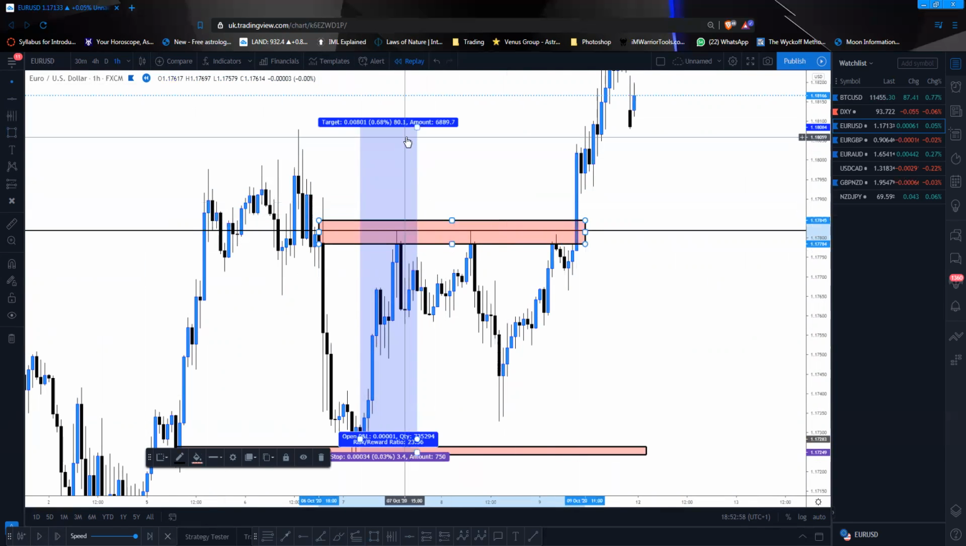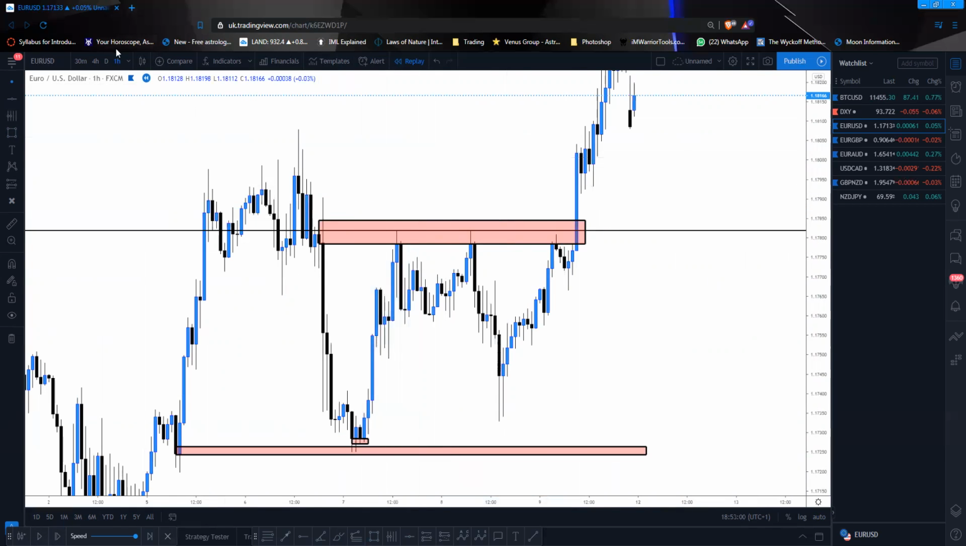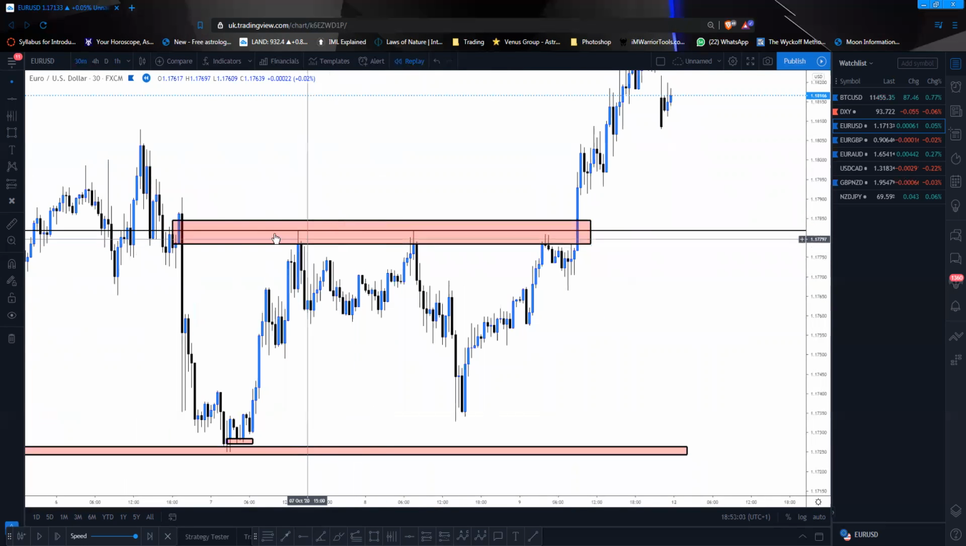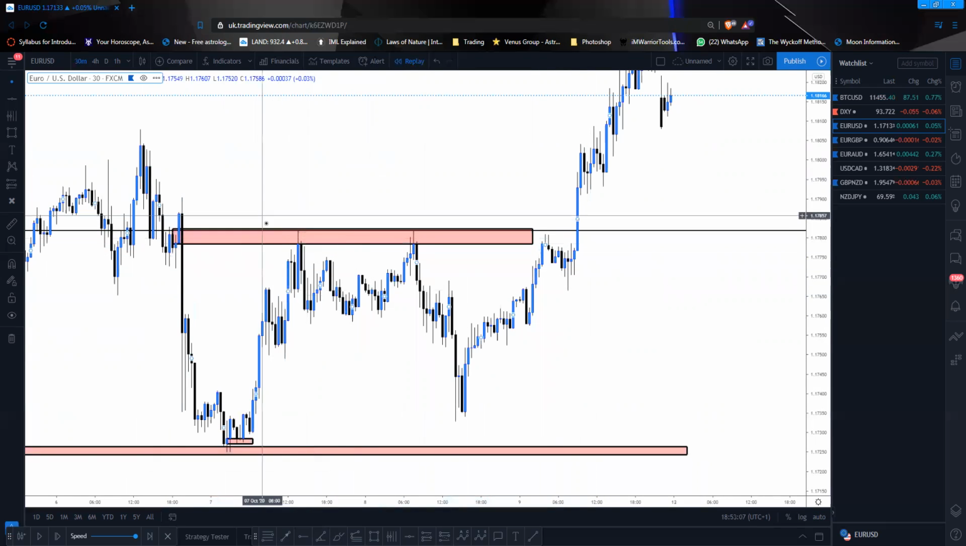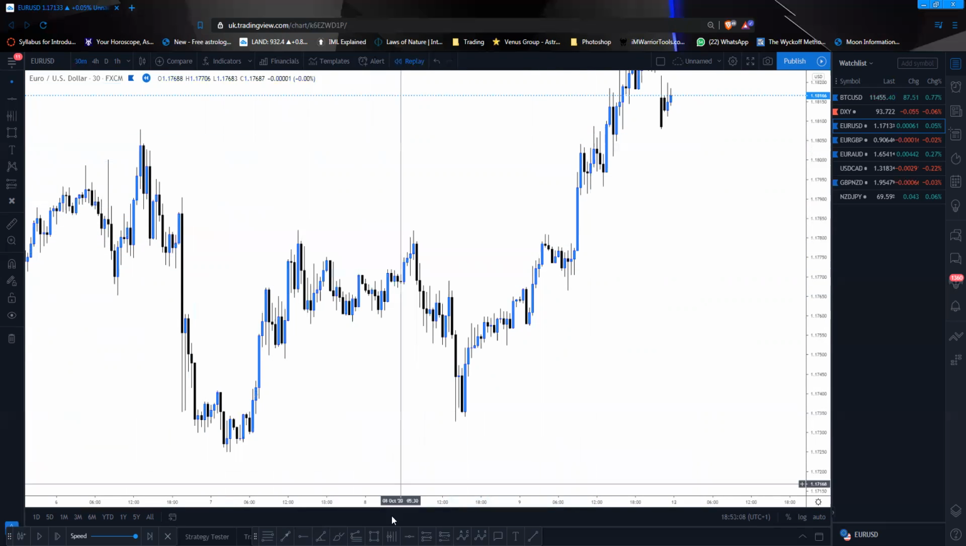So you know what I mean? Okay, maybe I should have closed partials in that area. Maybe I should have closed partials in that institutional candle. But look what happened. We can see how it just manufactured liquidity.